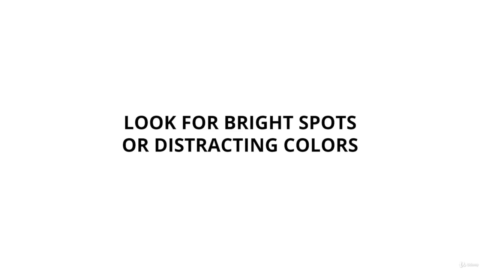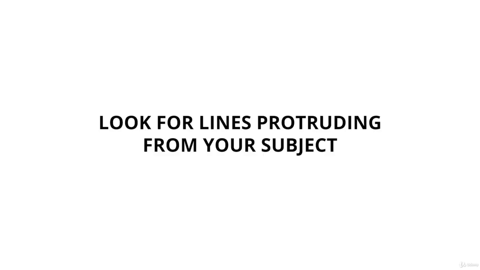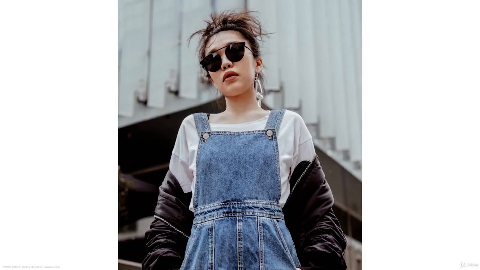So first, are there any bright spots or bright colors in the background that are distracting? If so, either move the subject or move yourself so they aren't competing with the subject. Next, look to see if there are any lines protruding from your subject. If you're photographing a person, are there any tree branches, power lines, or anything else like that coming from behind the person's head?